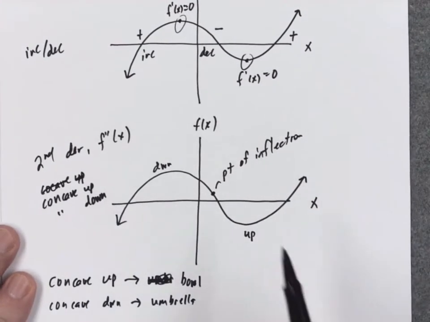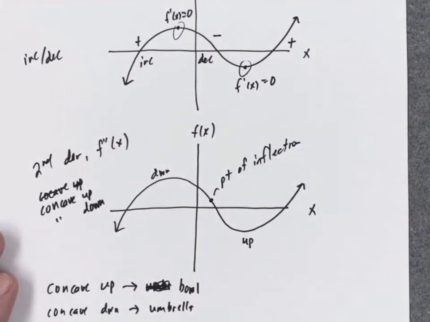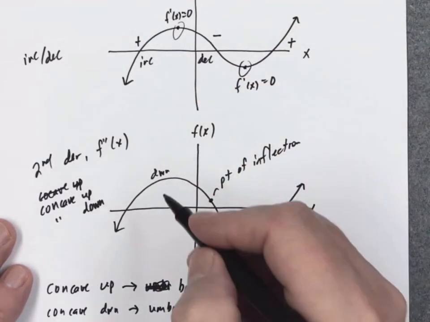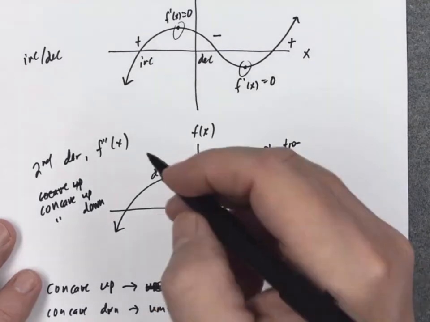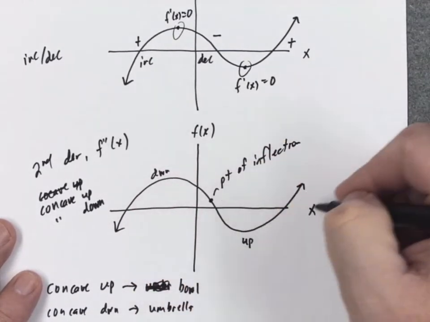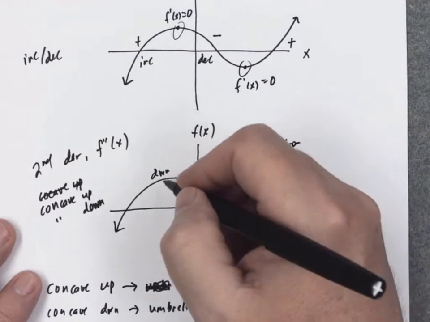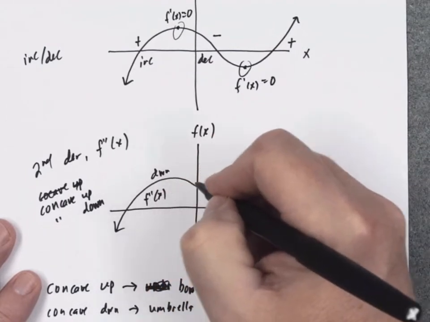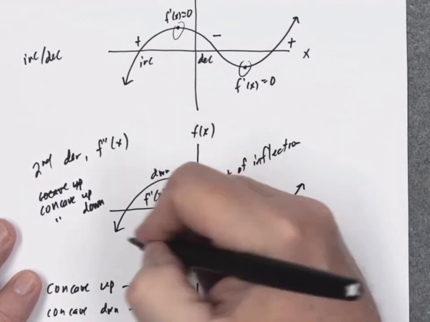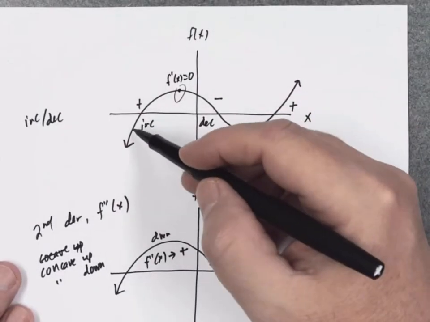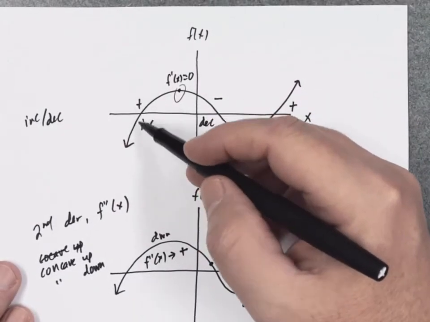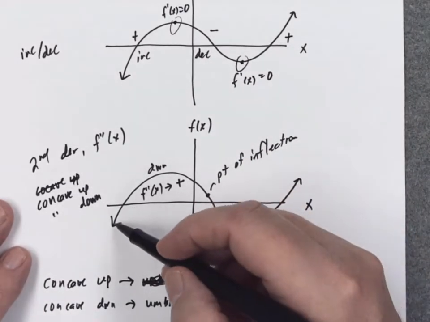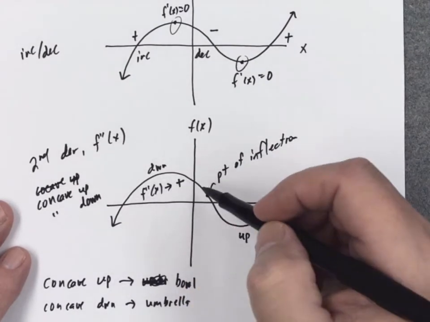Now in the same way, the first derivative was able to tell us where the function increases and where it decreases. The second derivative tells us where the function is concave down and where it's concave up. Just like with the first derivative, a positive first derivative means the function is increasing. A positive second derivative says that part of the function is concave up.